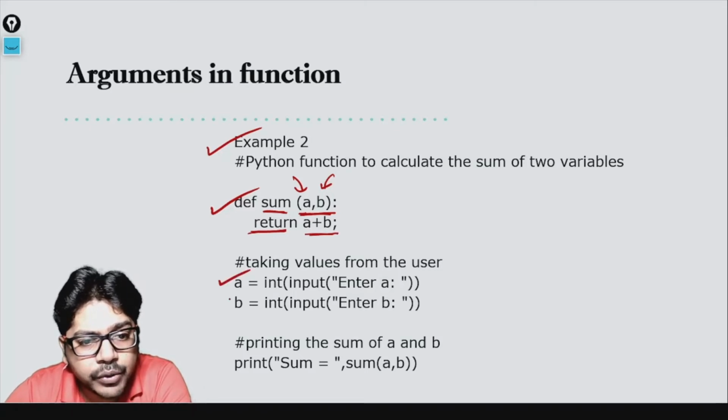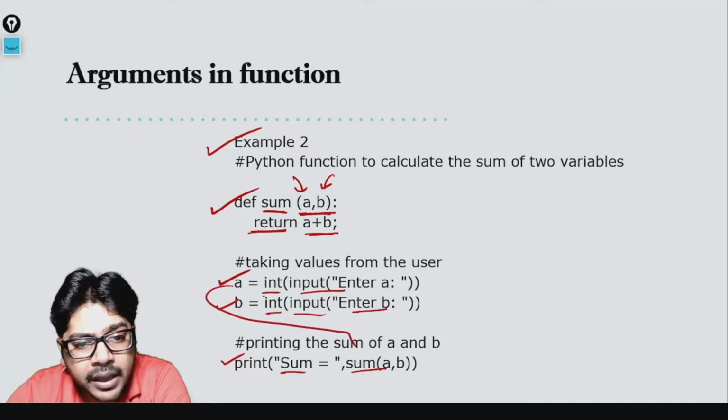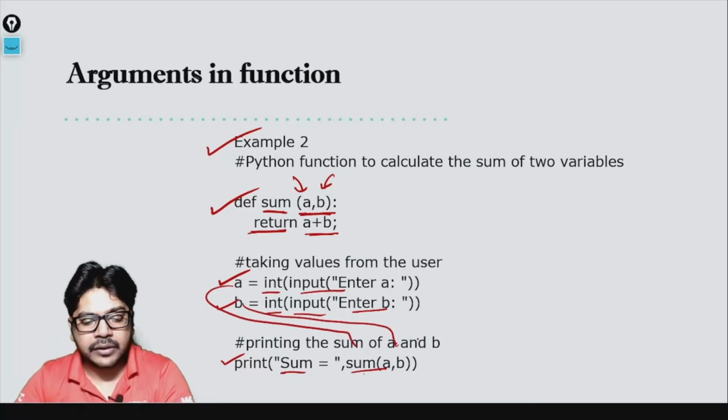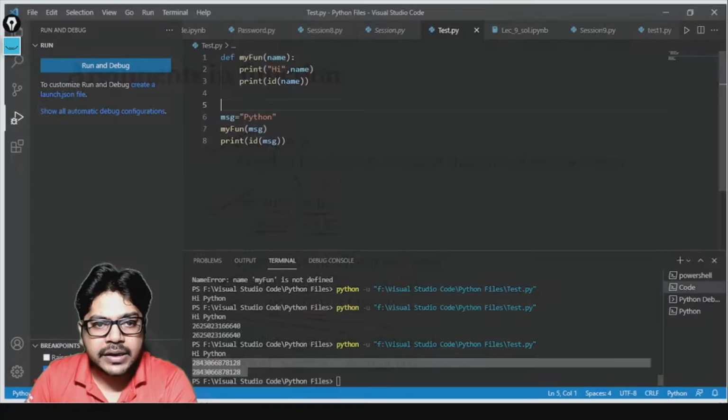Now we are taking the two inputs from the user, a equal to int input enter a, b equal to int input enter b. And now we are printing sum equal to sum, and then we are passing a and b here. Okay, so let's make this program and then understand it.